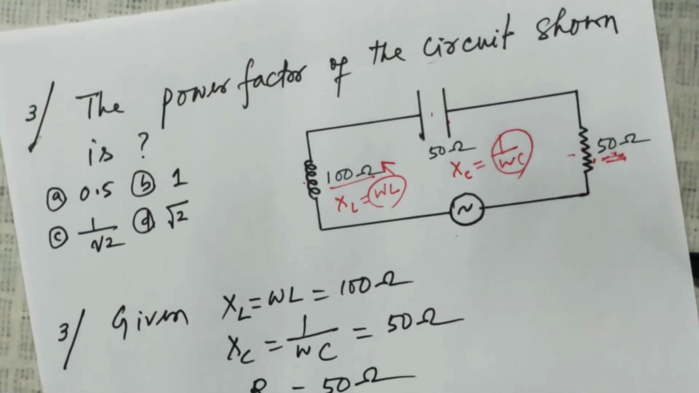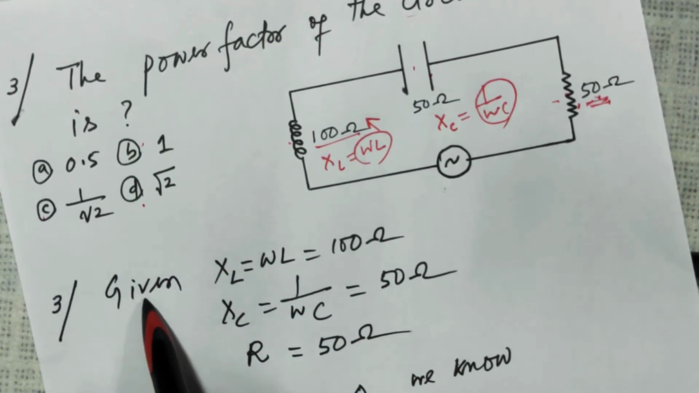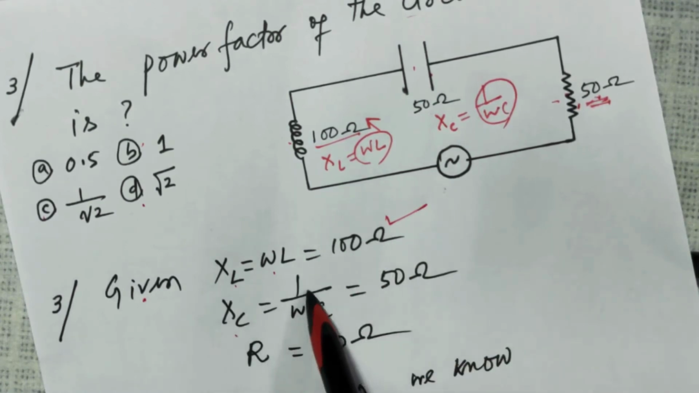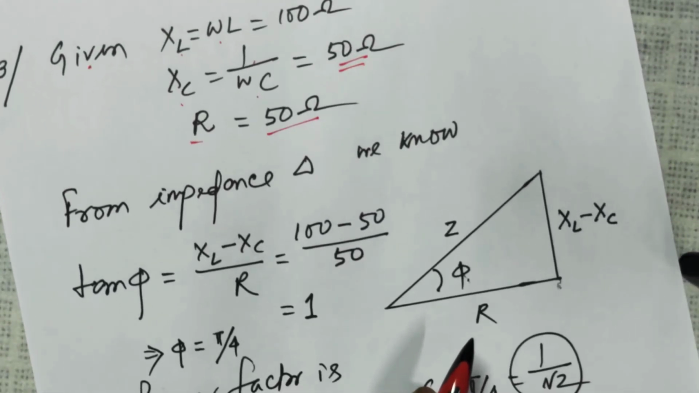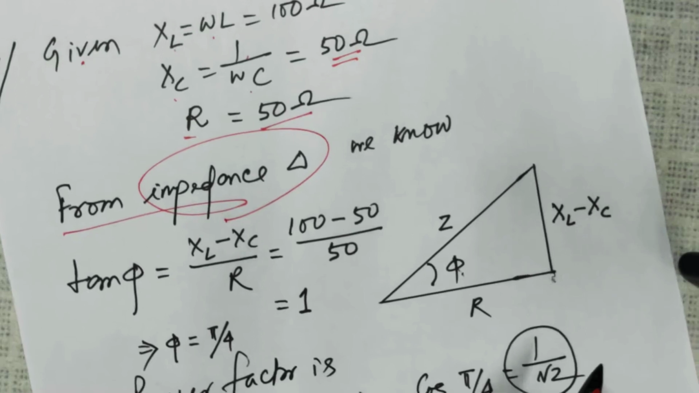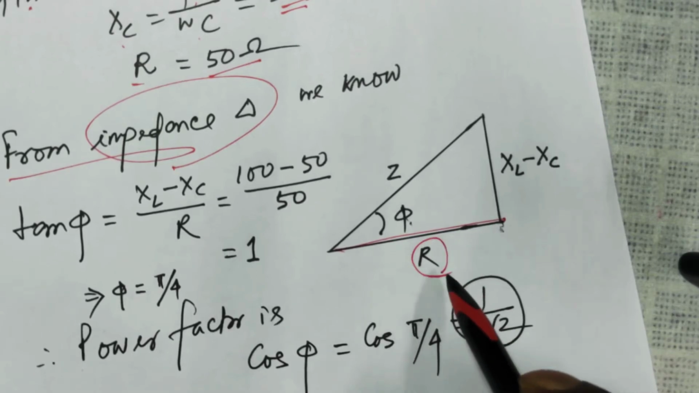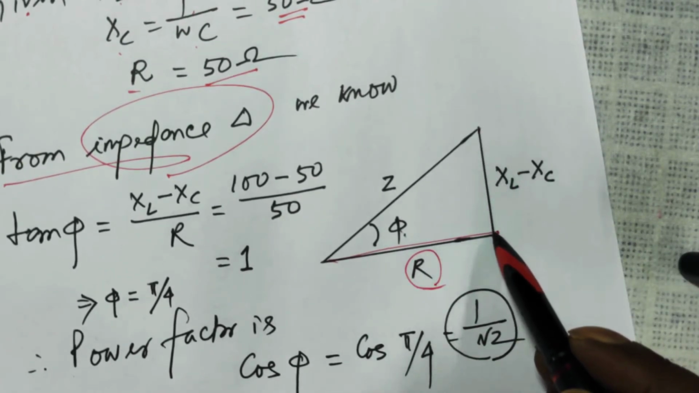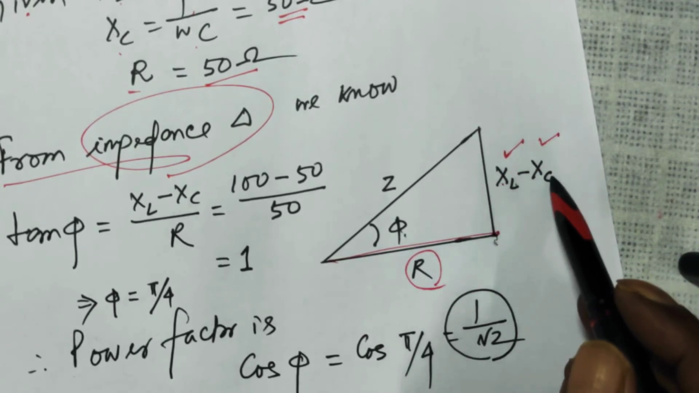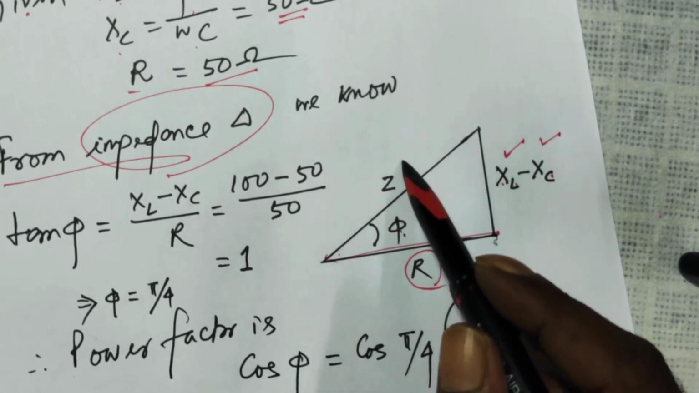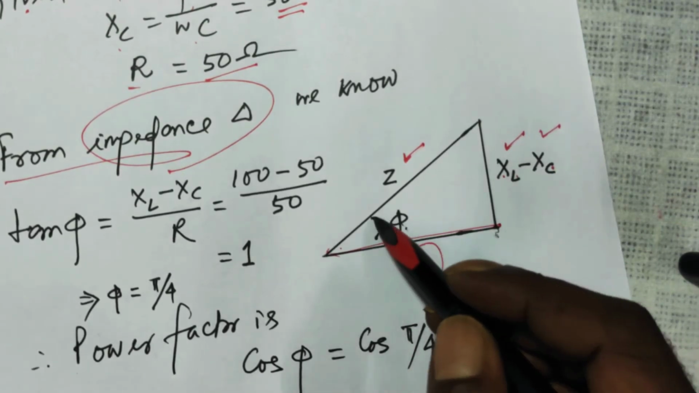Now, what is the power factor? I have derived the power factor for you. These are the four choices. What is given? XL, that is omega L, is given, XC, 1 by omega C, is also given, and resistance is given. Now, from the impedance triangle, I had explained this right angle triangle. This side represented the resistance R of the resistor. This side was represented by the combined effect of the inductor and the capacitor, XL minus XC, and the hypotenuse was your total resistance, called the impedance of an RLC series circuit, and this angle was phi.